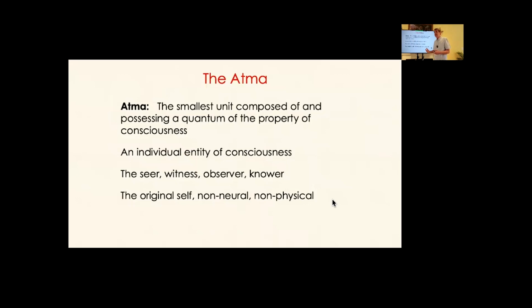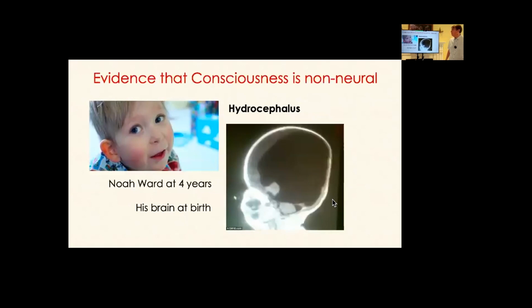We're not just experiencing consciousness as if it was something different. We are an entity of consciousness. That's why we have those experiences, because we are conscious. And we are the seer, the witness, the observer, the knower, all those things we identified earlier. The original self. We're going to look a little bit at that in a minute. And non-neural, non-physical. So let's have a look at some evidence that consciousness is non-neural.